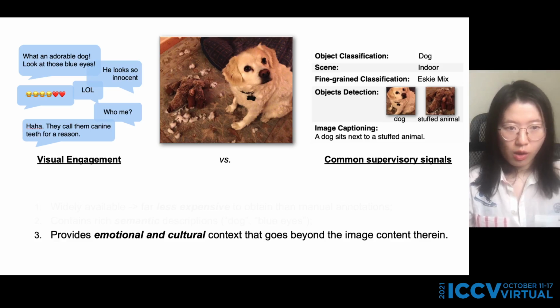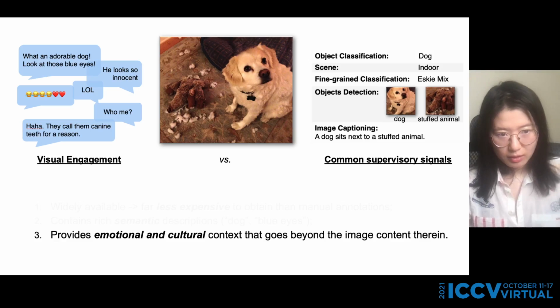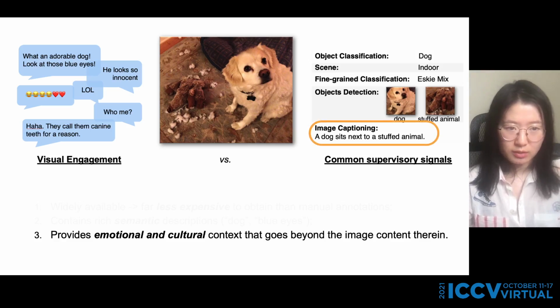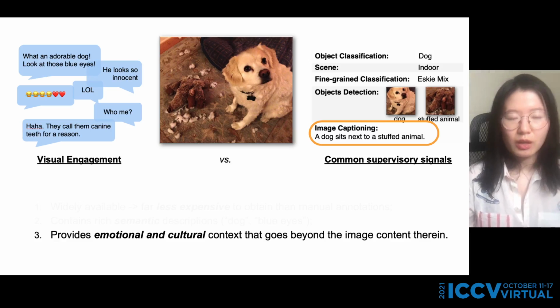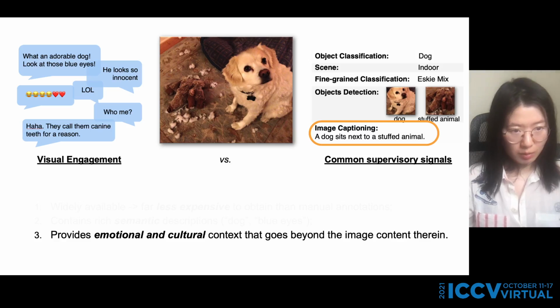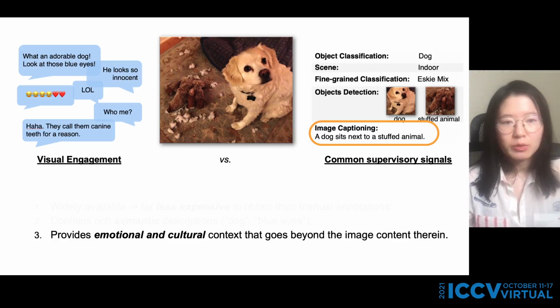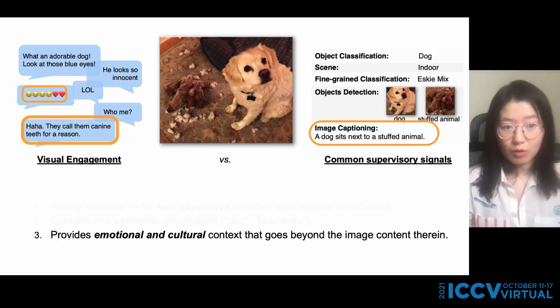For example, the photo in this slide could be described in the standard captioning task as "a dog sits next to a stuffed animal." Yet how people react to images could be more telling than the content itself. The social media audience of this image, for example, may react to the cuteness of the dog, or they may comment on the torn stuffed animal with some whimsical responses.